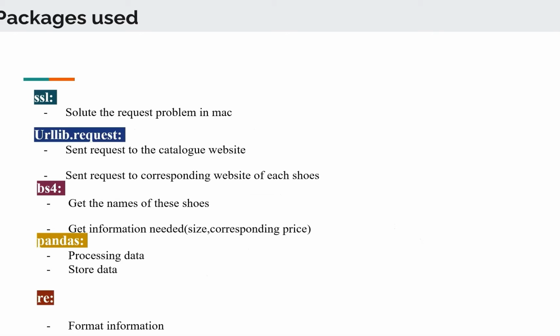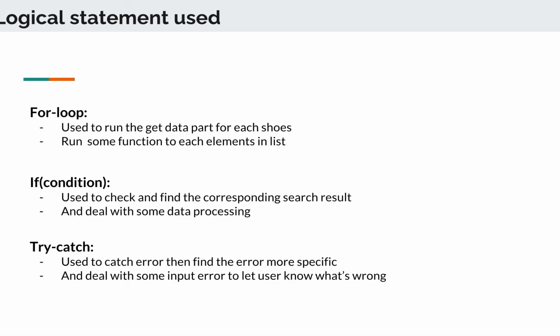And then we use BS4, which is Beautiful Soup 4, to get the names of the shoes and some information needed, like size and price. After that, we use pandas to process the data and store it. And then we use re to format the information. As for the logical statements used, we simply use three kinds.